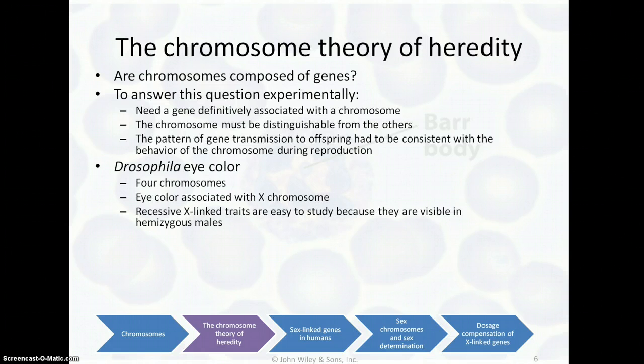The model that he used for this was Drosophila, the fruit fly, and he looked at the eye color trait. Drosophila is fairly easy to work with. They only have 4 chromosomes, which are easily visible. And he knew that eye color was actually associated with the X chromosome. What's important about this particular experimental design was that he could easily follow the pattern of eye color in males versus females. I'll go back to that in a second.